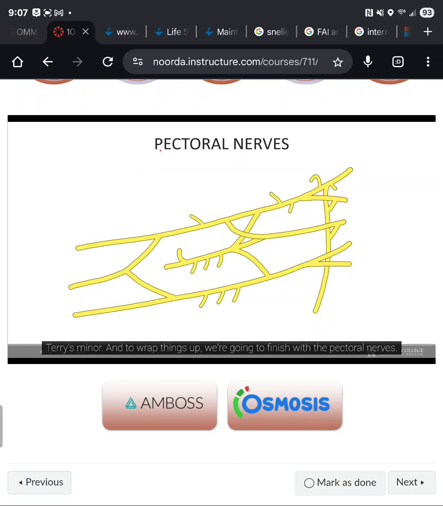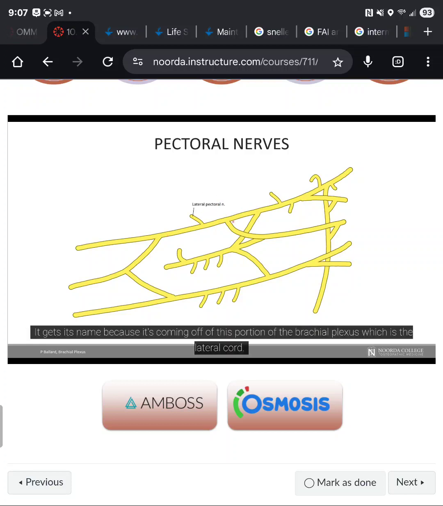And to wrap things up, we're going to finish with the pectoral nerves. And so we have 2 pectoral nerves here. One is the lateral pectoral nerve. It gets its name because it's coming off of this portion of the brachial plexus, which is the lateral cord. And then the other pectoral nerve is the medial pectoral nerve. That gets its name because it's coming off of the medial cord of the brachial plexus.